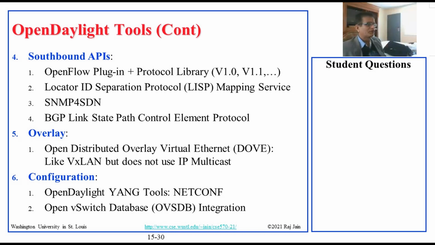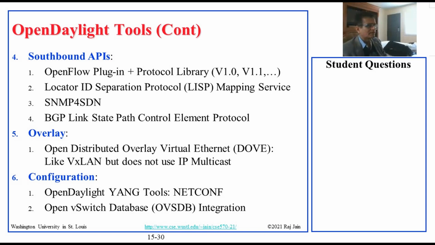There is SNMP for SDN. SNMP for SDN is another version of SNMP for software-defined networking. BGP, Link State, Path Control Element Protocol, PCE, BGP-LS and PCE protocol. Now BGP also has something similar to MPLS. In MPLS, you need a route like this. Well, in BGP, you may need a route which has lots of constraints. And so they have PCE, the Path Control Element Protocol for BGP.